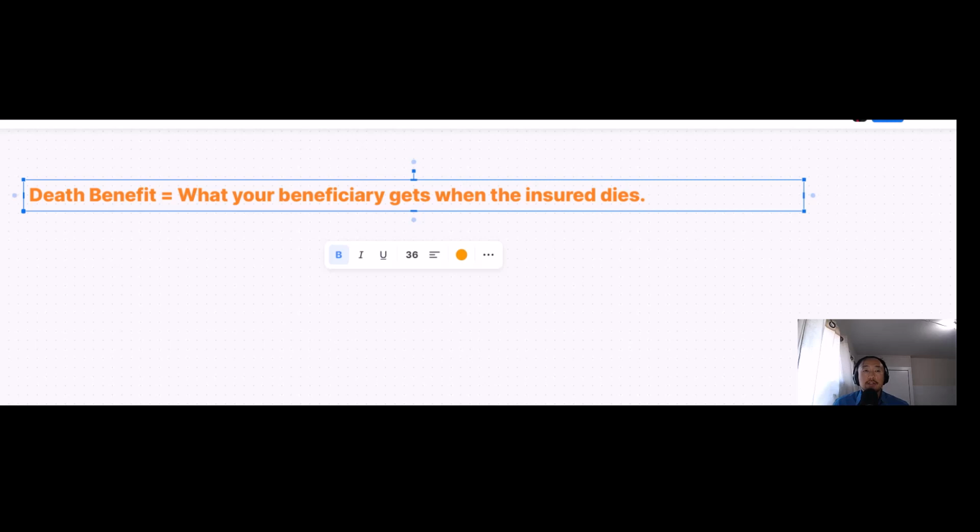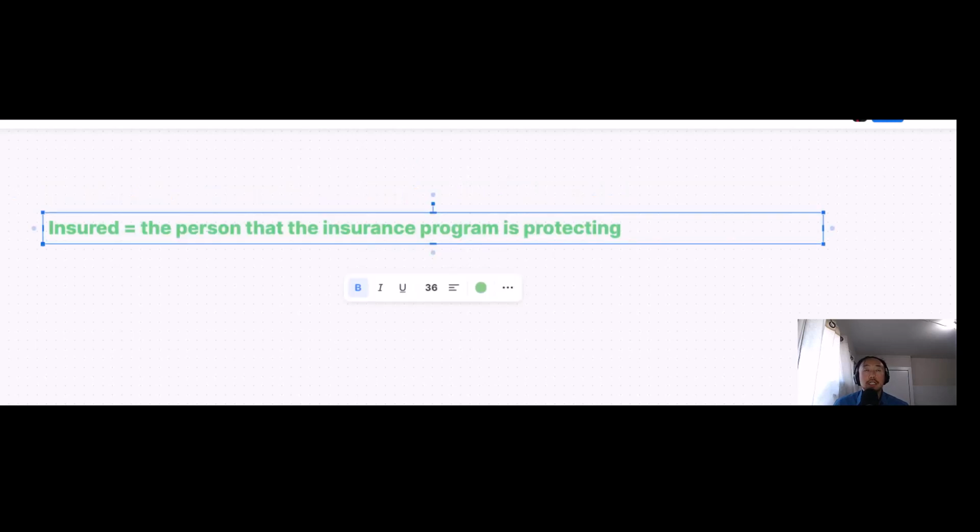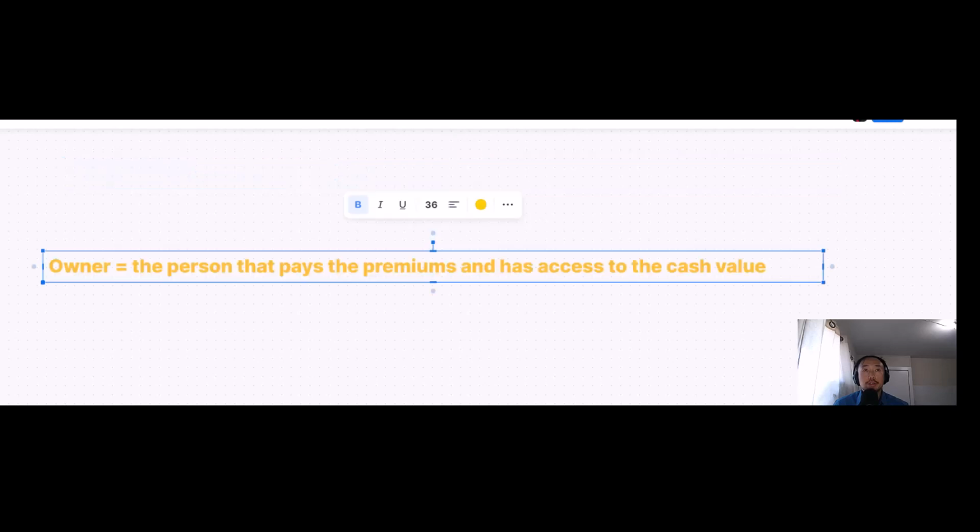And the next definition we want to discuss is what we call the death benefit. Since we are talking about life insurance, death benefit is what your beneficiary gets when the insured dies. And the next definition is what we call the insured. Insured is the person that the protection is protecting. And the insurer just means who is providing the insurance, or the insurance provider.